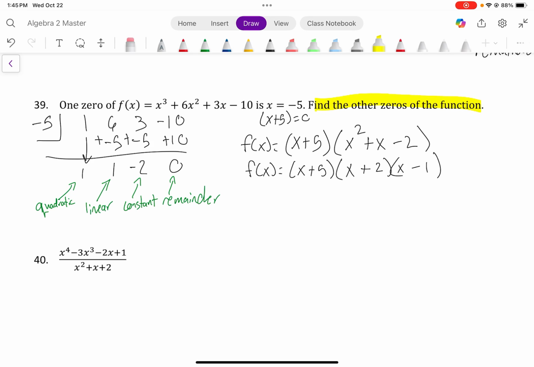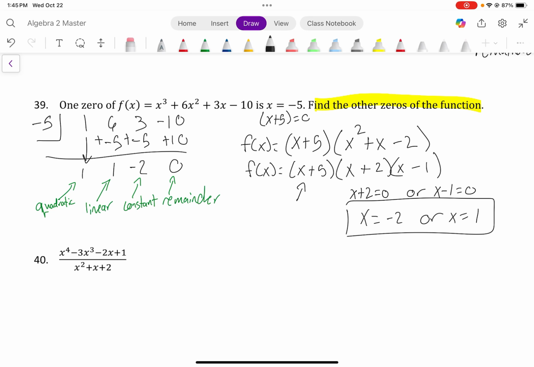This one says find the other zeros. So I've already been told what this zero is. I now have this equals 0 or that equals 0. These are my other solutions. All three solutions, because I should have 3 based off my exponent of 3, would include -5, but it specifically said find the other zeros.